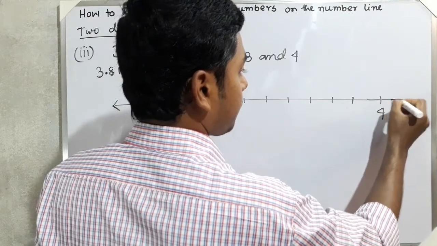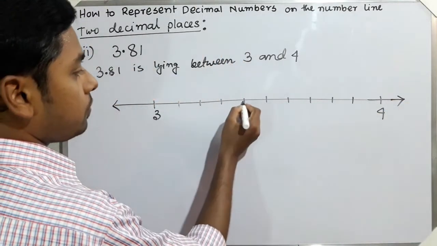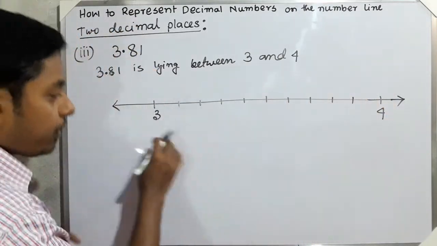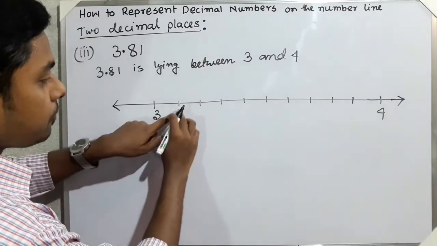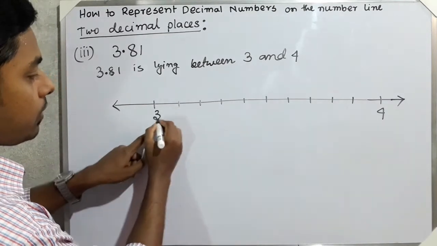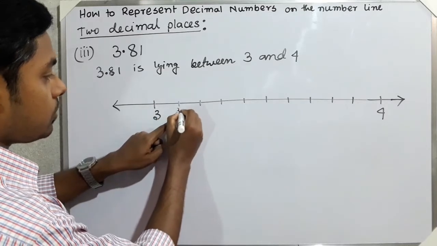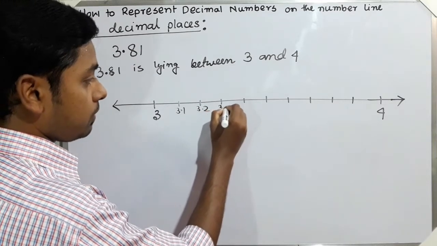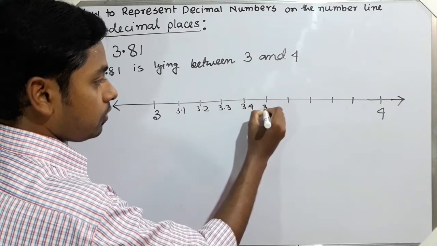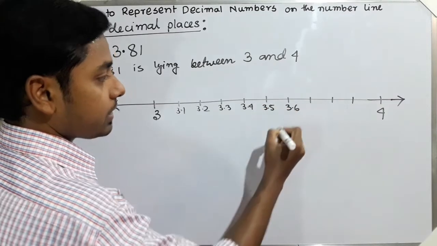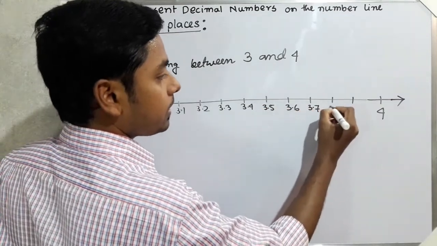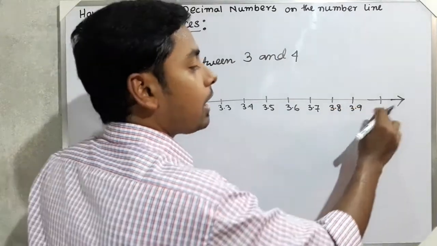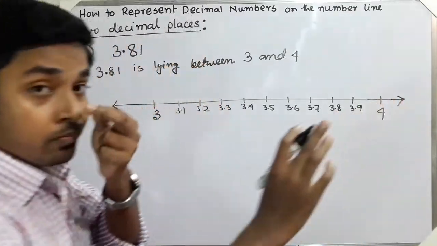Suppose here is 4. Then 1 2 3 4 5 6 7 8 9 times you have cut. And now first one after 3, first step will be what? 3.1. Next one will be 3.2. Next one 3.3. Then 3.4, 3.5, 3.6. Okay, 3.7, 3.8, 3.9, and 3.9 means after 3.9 it will come 4.